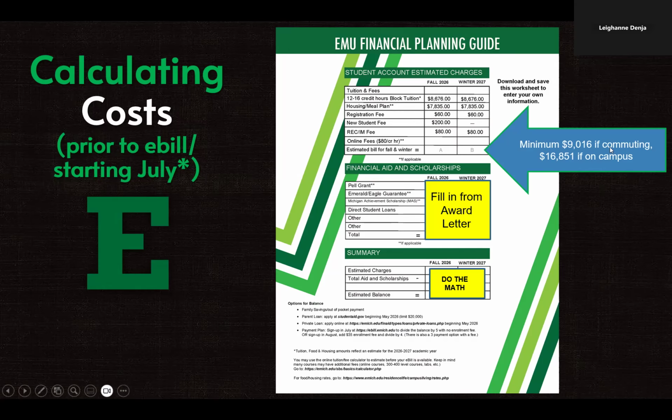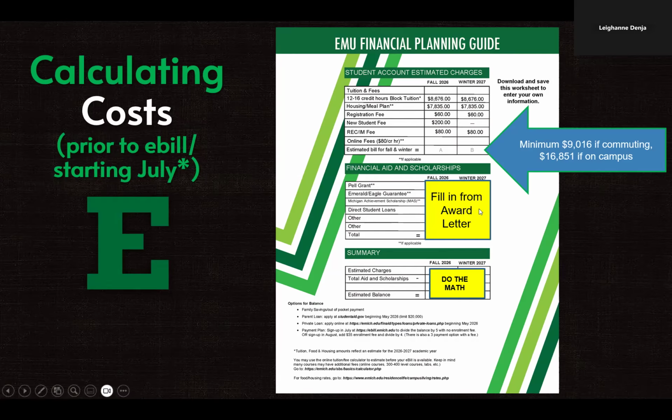So you can see here, if you are going to be commuting but attending school full time, you can expect a bill of about $9,000. And that is just for the fall semester. You will be billed separately for both fall and winter semesters. Even though we package your aid for the year, it will pay out half for fall and half for winter.